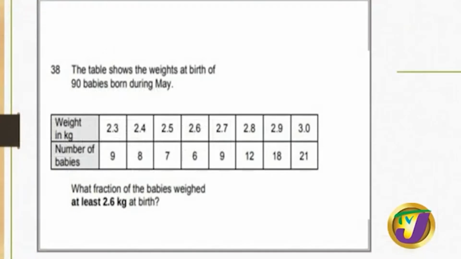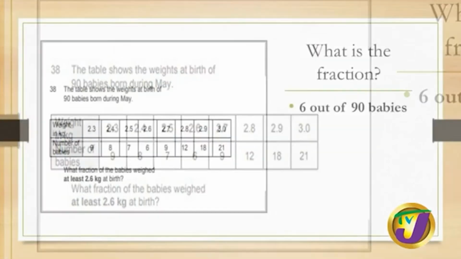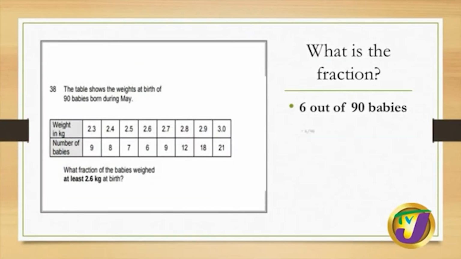So if you're looking at 2.6 kilograms, what number of babies corresponds with that? 6. So out of the 90 babies, 6 out of the 90 babies would have had 2.6 kilograms. And that would be simplified as 1/15.